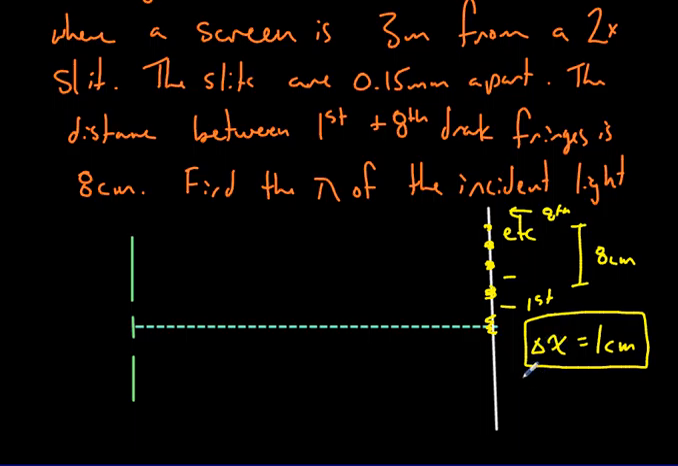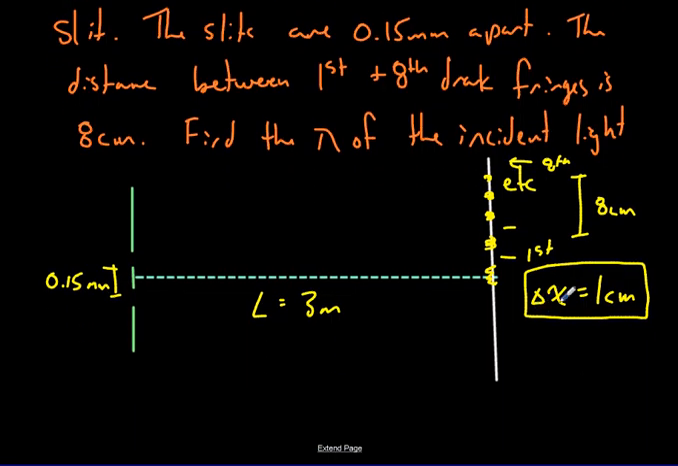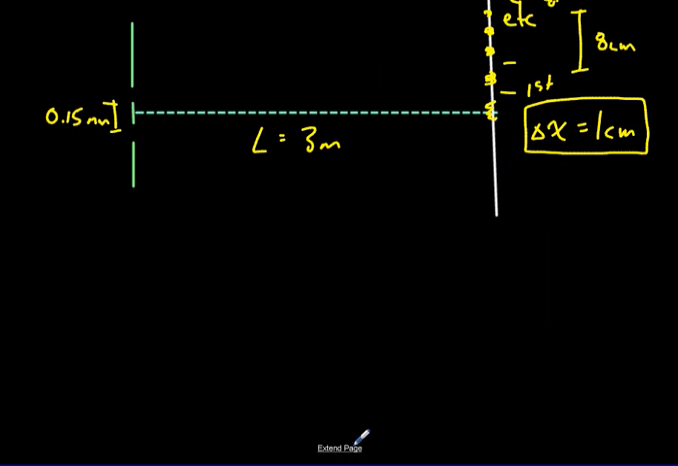Make sense? Okay, we said the length between the slits and the screen was 3 meters. We said that these are 0.15 millimeters apart. So we've got to do some converting there. Everything has to be in units that agree with each other. So in this case, we'll change everything into meters. We know that 1 meter is equal to 1,000 millimeters. So we get 0.15 times 10 to the negative 3 meters here. And 1 centimeter is 1/100th of a meter, so 1 times 10 to the negative 2 meters over here.